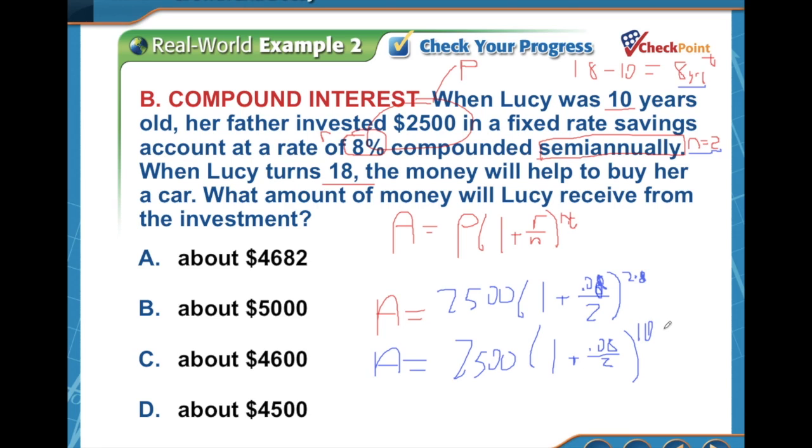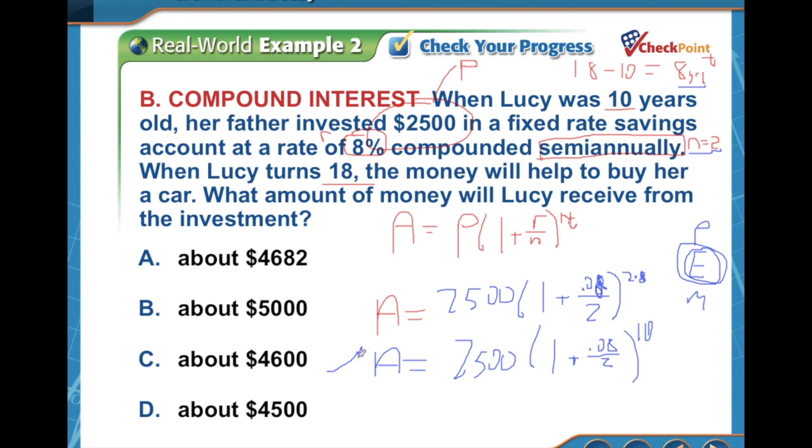Now, from here, you need to just use a calculator, simplify the parentheses, take it to the power of 16, and then lastly, multiply by 2,500. You cannot multiply 2,500 times what's in here until you apply the power first because of PEMDAS. The exponent comes before multiplication in our PEMDAS. Please remember that. Otherwise, the value you get will be totally wrong.